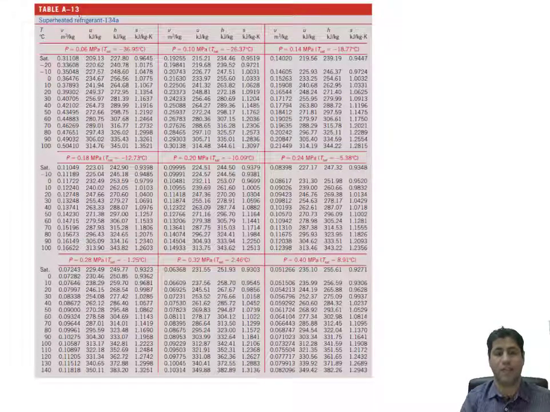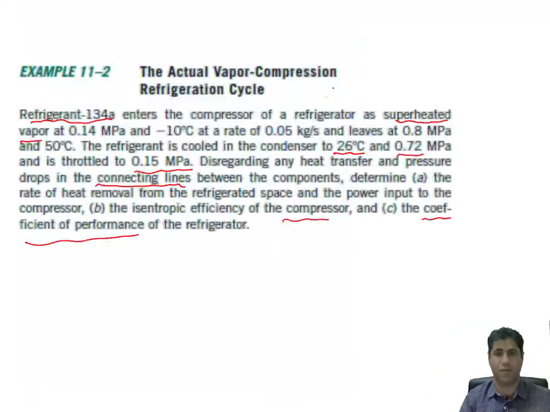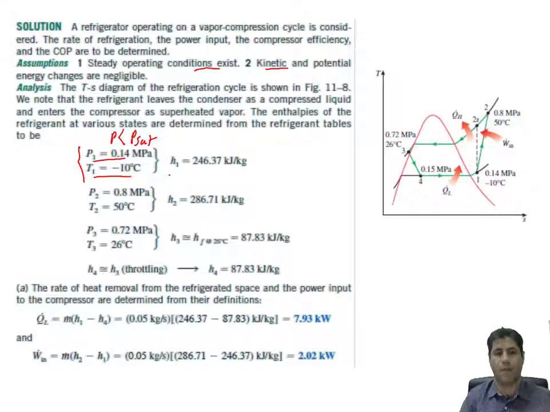In table A13, for the given pressure and temperature, the pressure is 0.14 and temperature is negative 10 degrees Celsius. So we can simply come to this table and find the enthalpy for this state, 246.37. This is the enthalpy for this state.